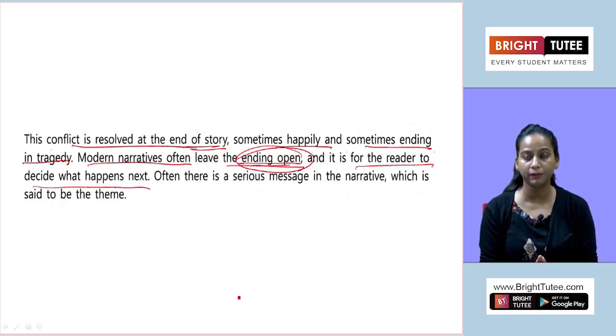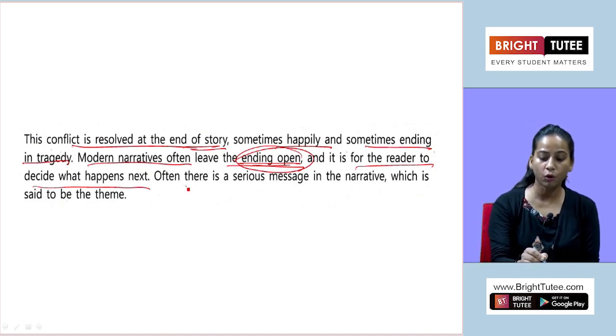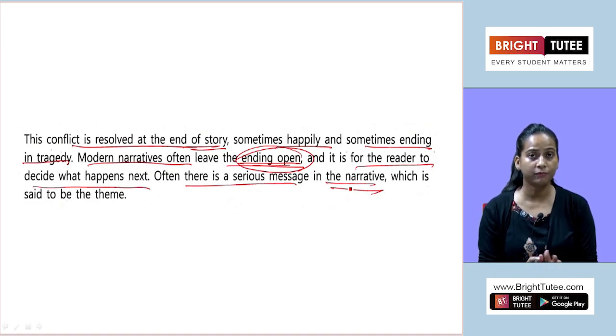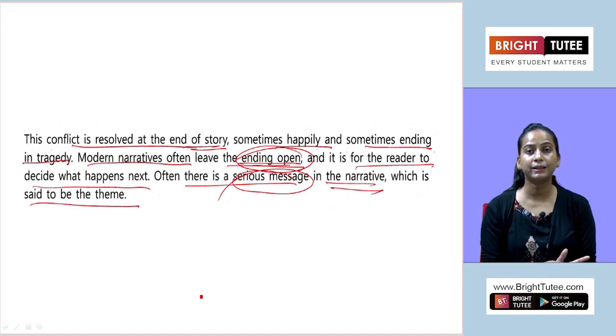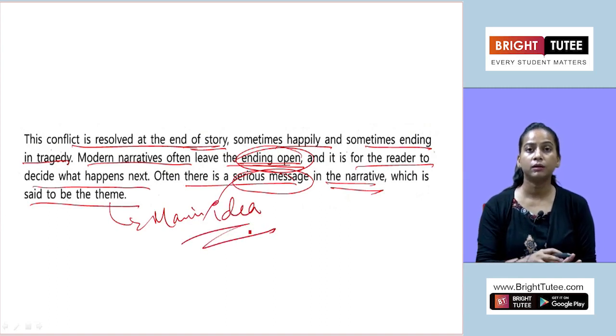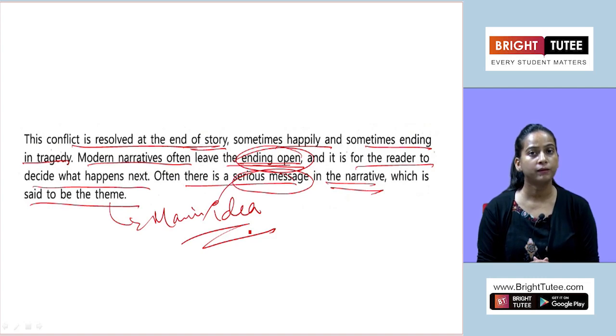What is going to happen in the future? Often there is a serious message in the narratives. Many times, if we talk about the narratives or the story, we get different messages also. The moral sort of thing we are going to get is said to be the theme, and that is actually the theme or the main idea of the story, where the writer would like to convey some moral values or any message to their readers.